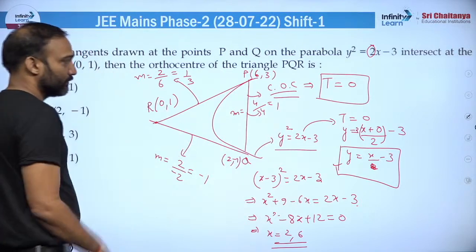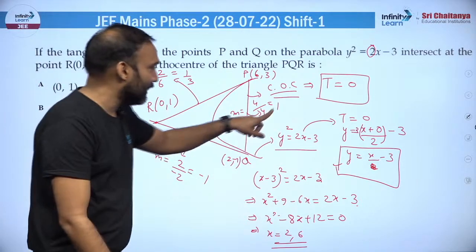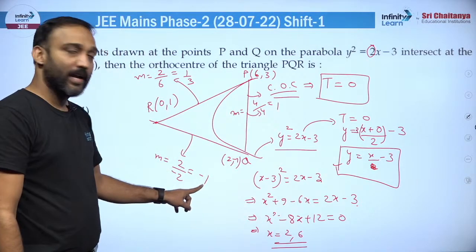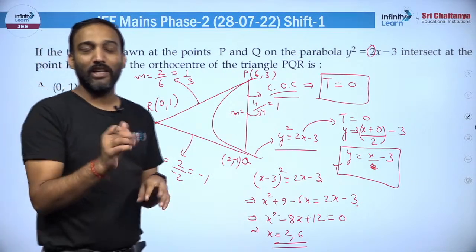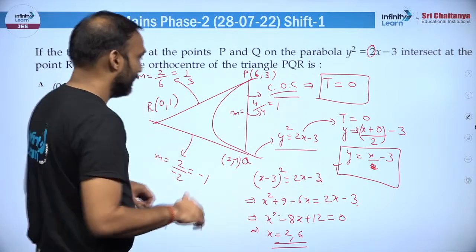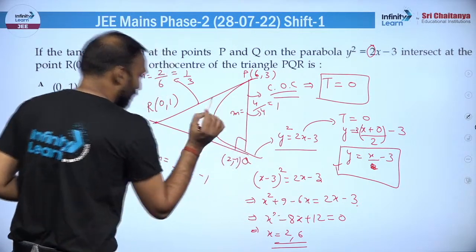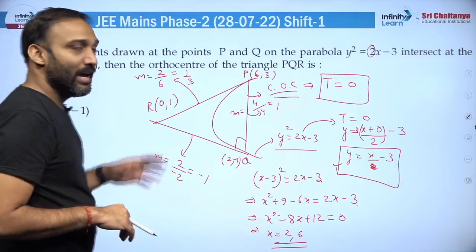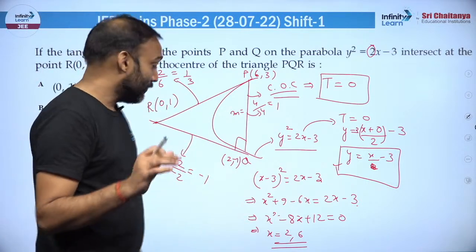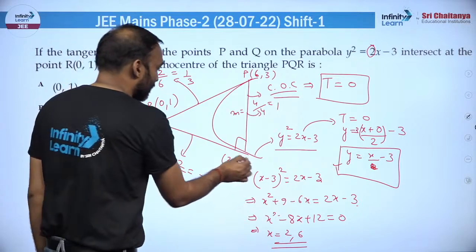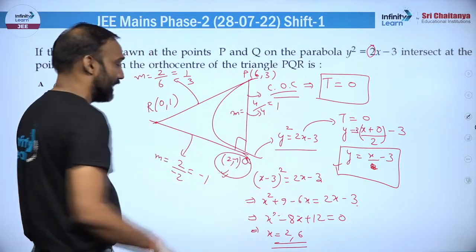This is 1. Now observe carefully. This is 1. This is minus 1. So product of these two slopes is minus 1. So if m1, m2 is minus 1, the angle is 90 degree, right? So this triangle that we have formed is a right angle triangle. And for a right angle triangle, we all know the orthocenter is basically the vertex where your right angle is. So for this triangle, this is your orthocenter and this is your answer.